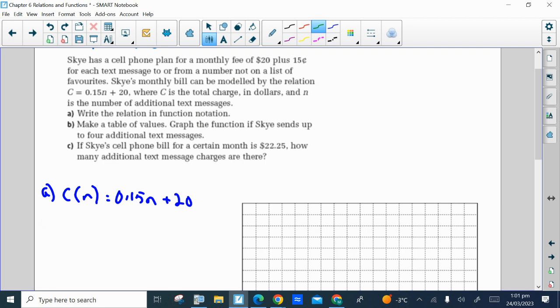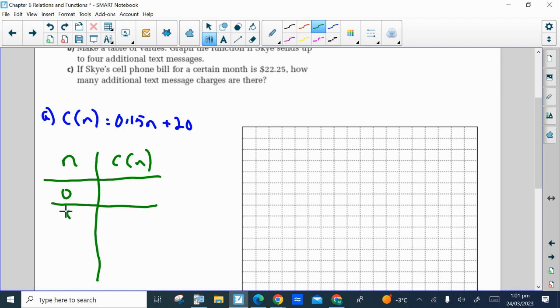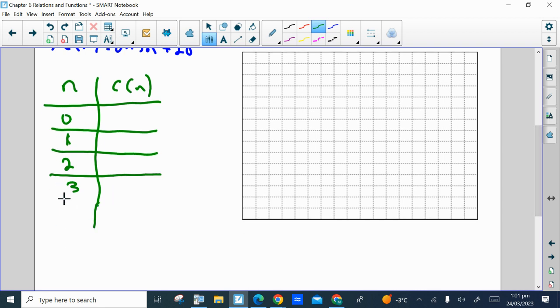So there's A. Part B: make a table of values and then graph the function if Sky sends up to 4 additional text messages. I'm going to do a vertical table of values here. You always start with the independent variable, the number that's inside the equation, which is the letter N. Whatever number you put in for N will give you C at N. We're going to go up to 4 additional text messages, so we might have 0 additional, or 1, or 2, or 3, or 4.